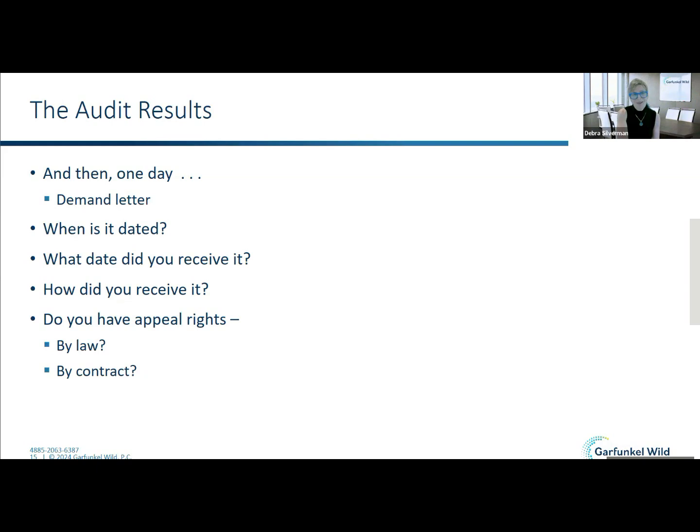Again, you go back to the beginning. What's the date of the letter? How much time do you have to respond? Is there another level of appeal? When you read the letter, did you determine, oh, wait a second, we forgot to send in a whole bunch of records that we have? This is the start where you start to say, all right, how do we address this? Yeah, what are our appeal rights?